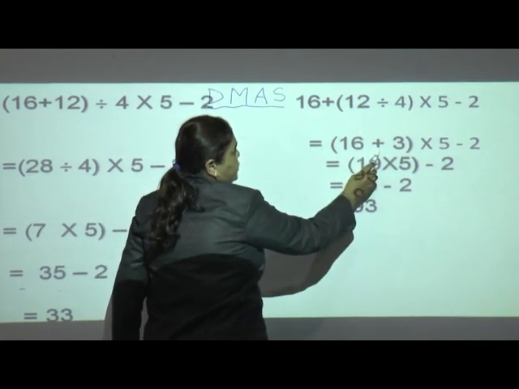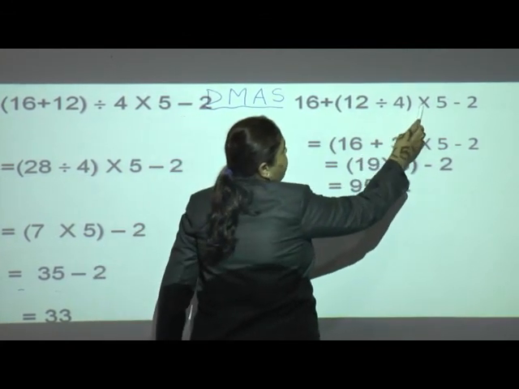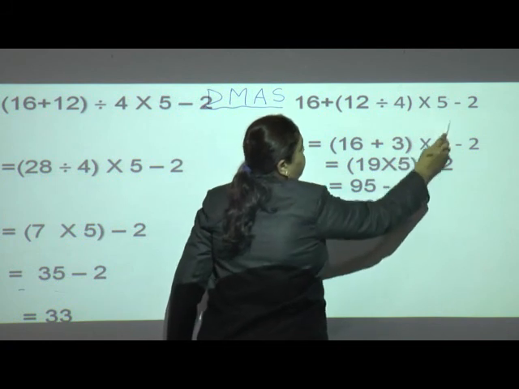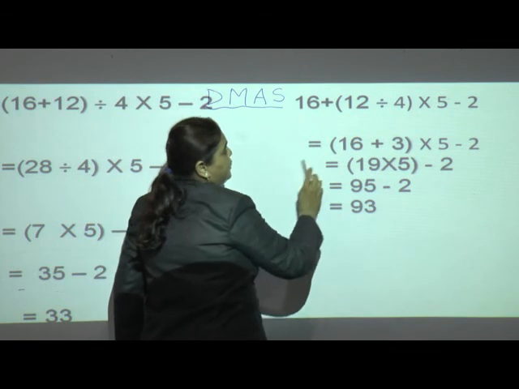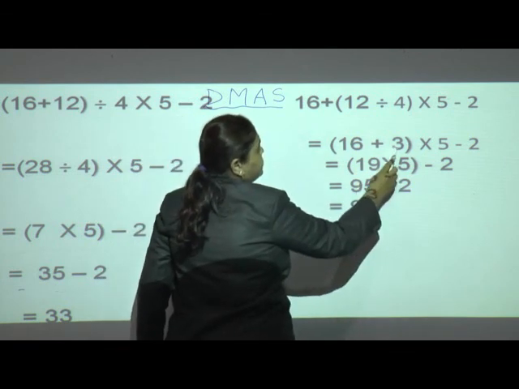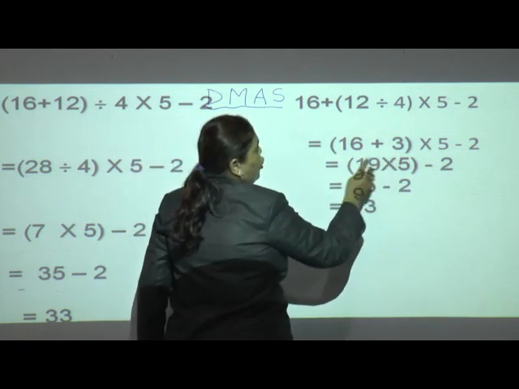So I have written the addition sign. I had put the bracket. Then my multiplication by 5 minus 2 as it is. You got this expression. Now you know this. Because it is in the bracket, you have to solve this.